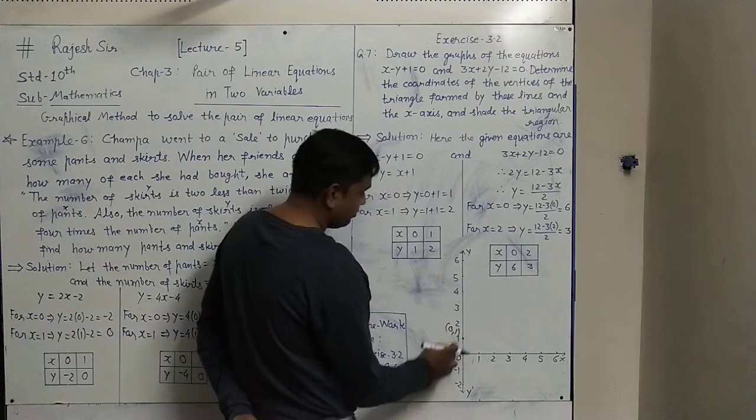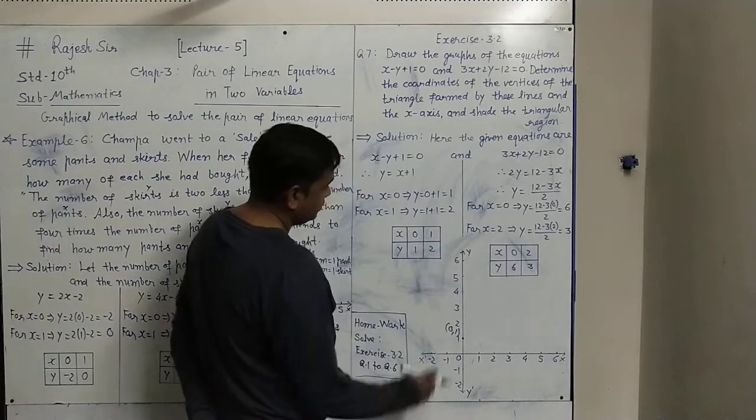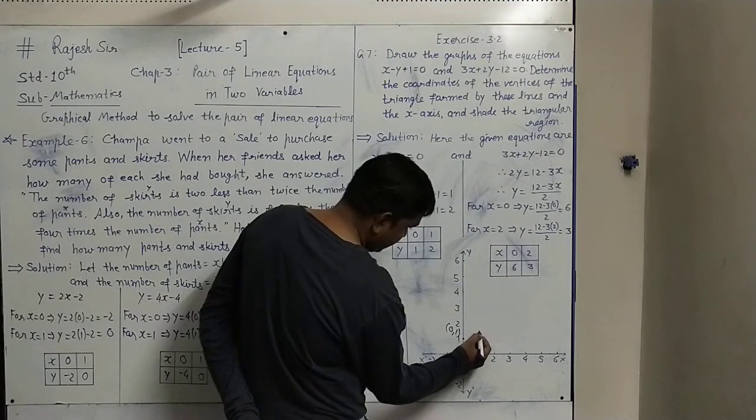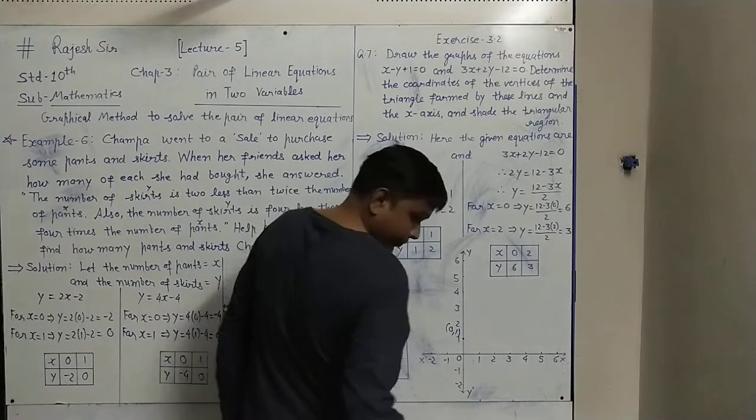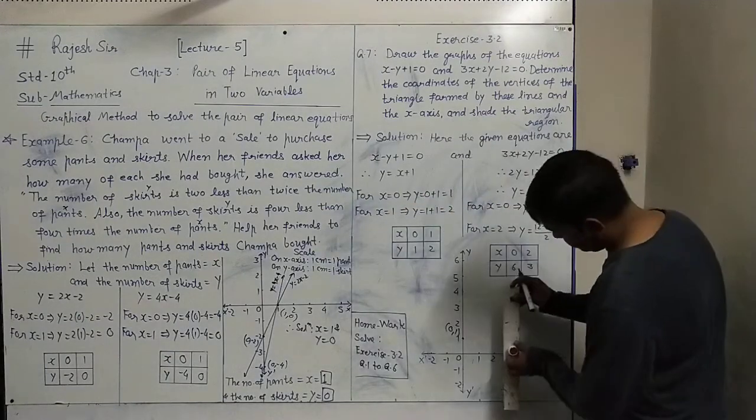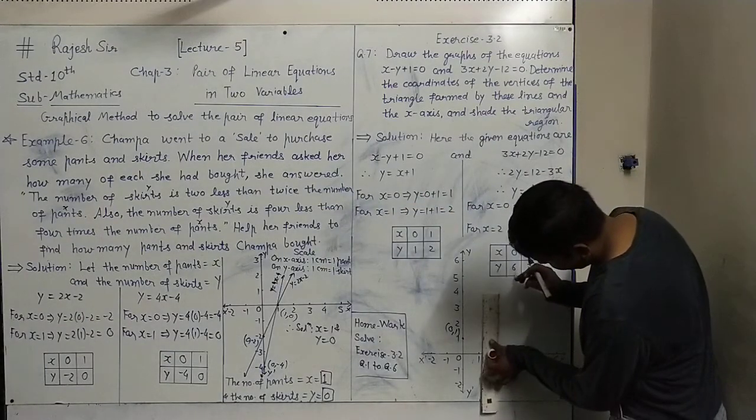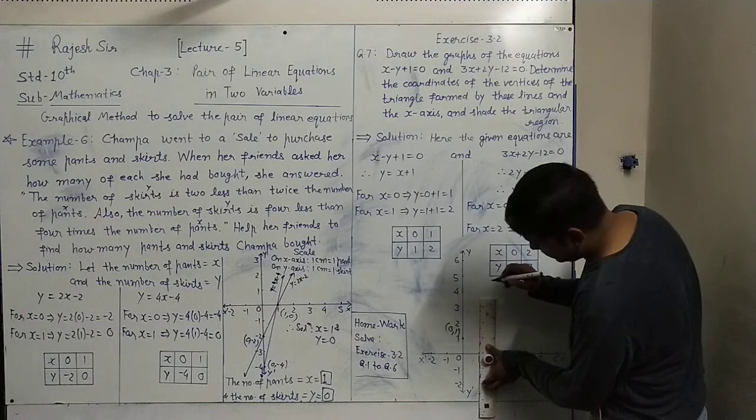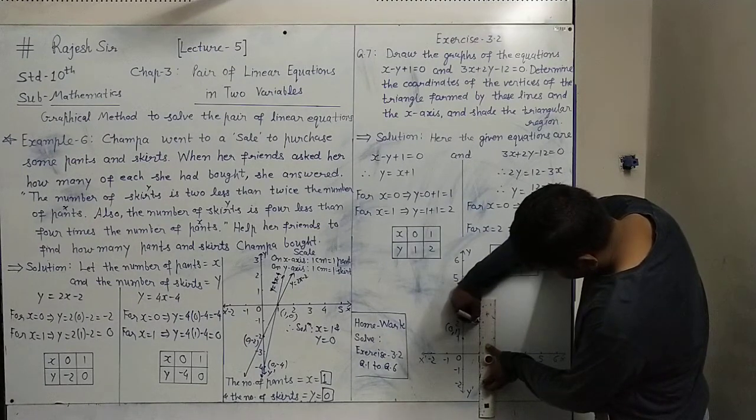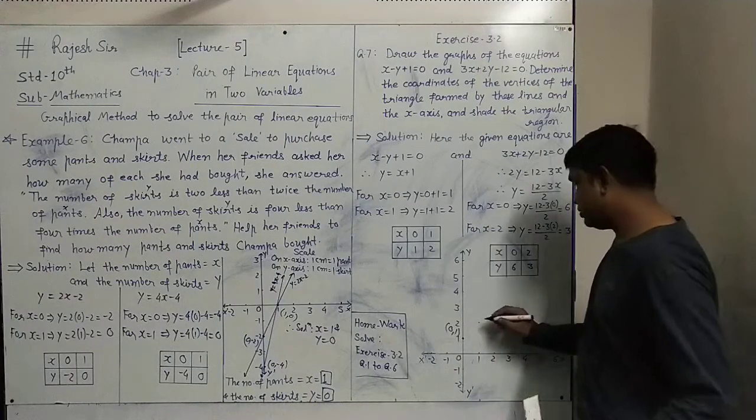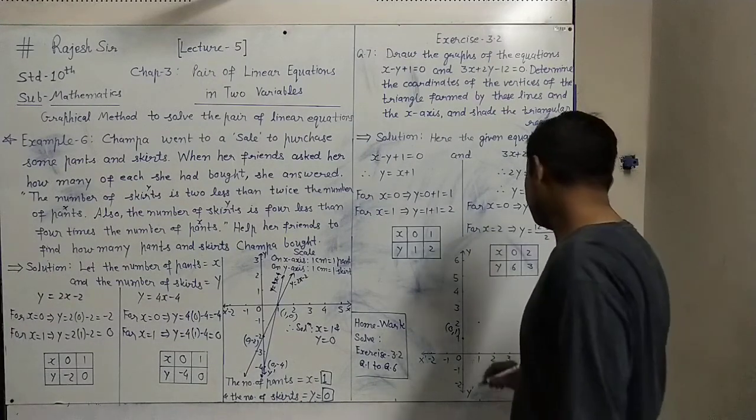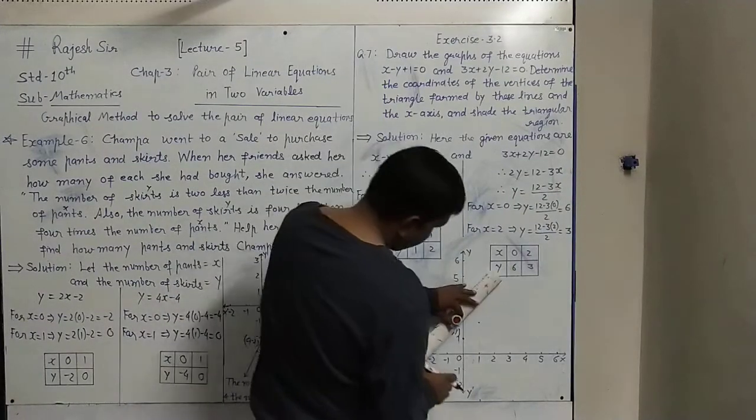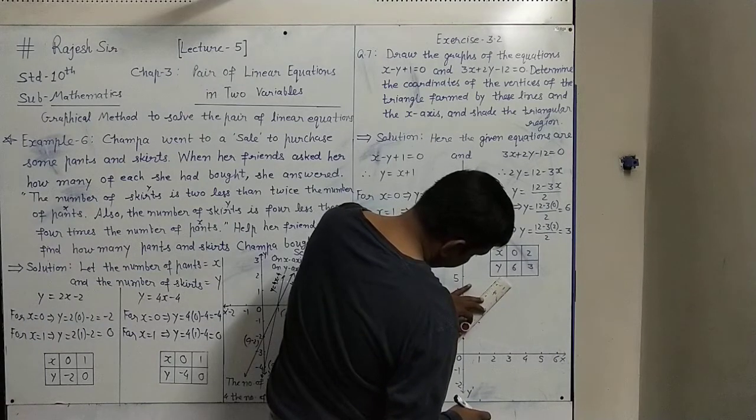The first point I have shown. Next point x is 1, y is 2. So x 1 and y 2 will be here. If I do the scale, it will be perfect. In a graph book, no problem will be there because the lines will be printed. This point shows (1, 2). If I join these two points, I will get the graph of this equation. So I will do that.